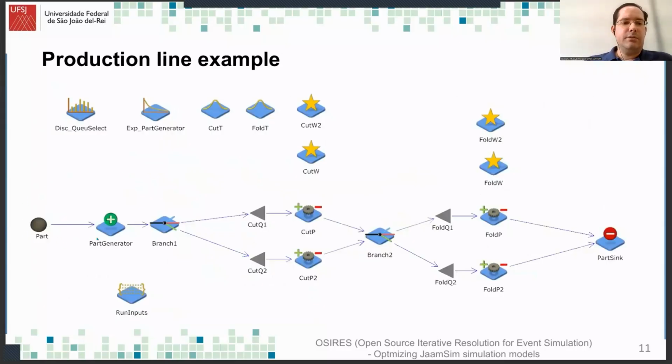Think about parts that arrive at some industry, and those parts have to be processed by two types of process. They have to be cut and they have to be folded. And at this installation, it's possible to go to 2 different areas to be cut, and then to 2 different areas to be folded. So those parts that arrive have a 50% chance to go to one of those areas, and then a 50% chance to go to the other one of the 2 areas.